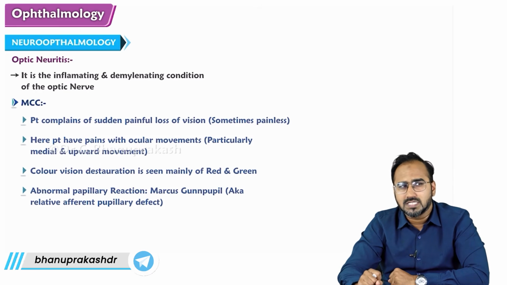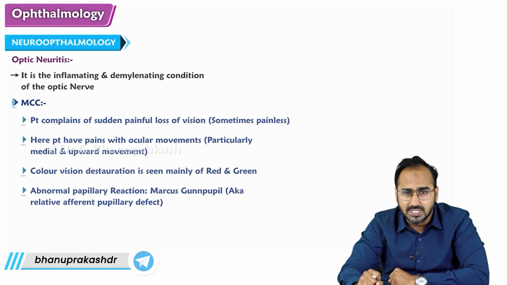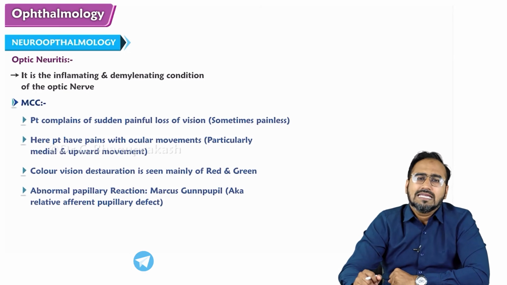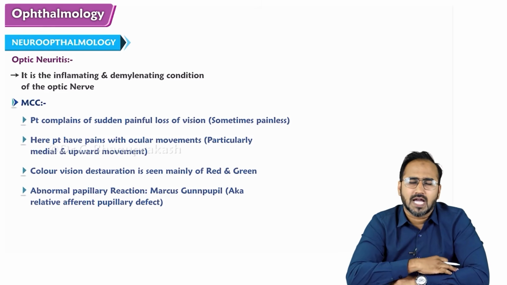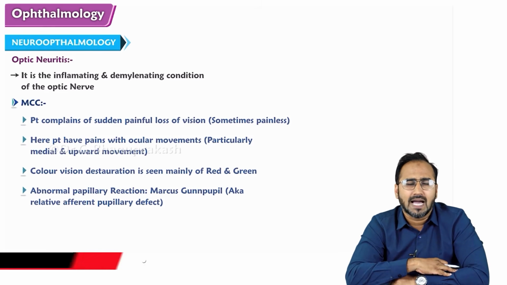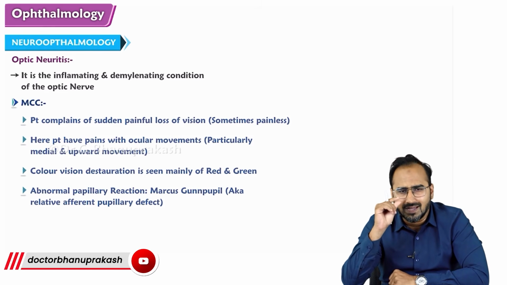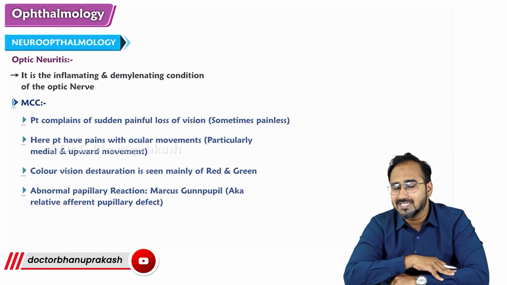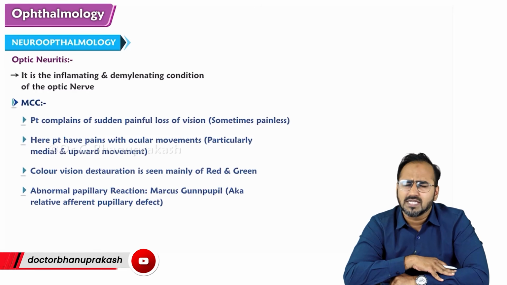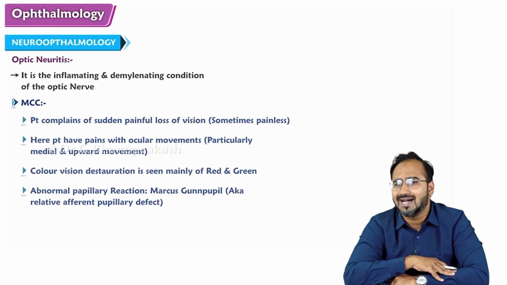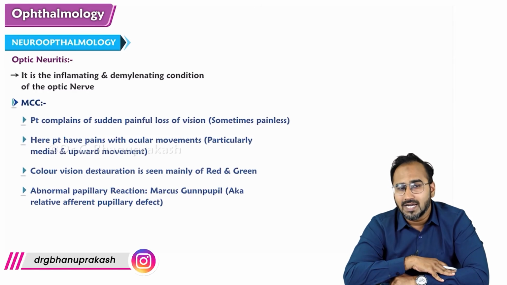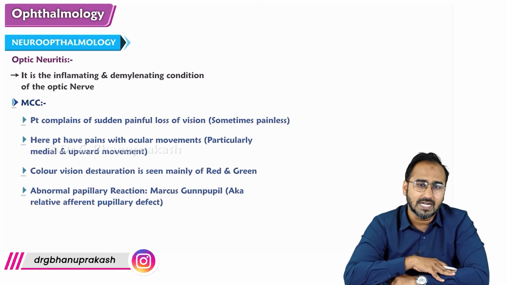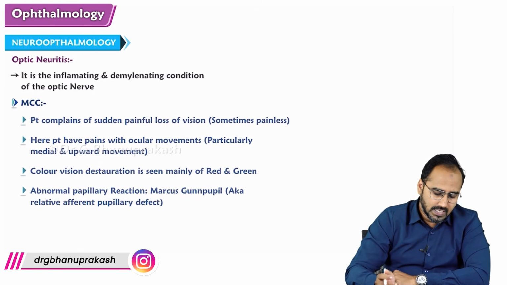And the most important sign that you see in optic neuritis is what, guys? Normally, when you put a light into the patient's eye, what will happen to the pupil? The pupil will constrict, reacting to the light. But in optic neuritis, there is no constriction or ill constriction of the pupil, which is also called Marcus Gunn pupil, also called relative afferent pupillary defect, RAPD.